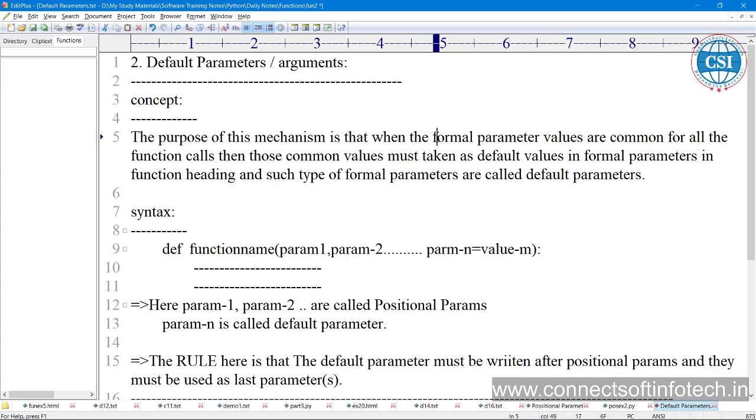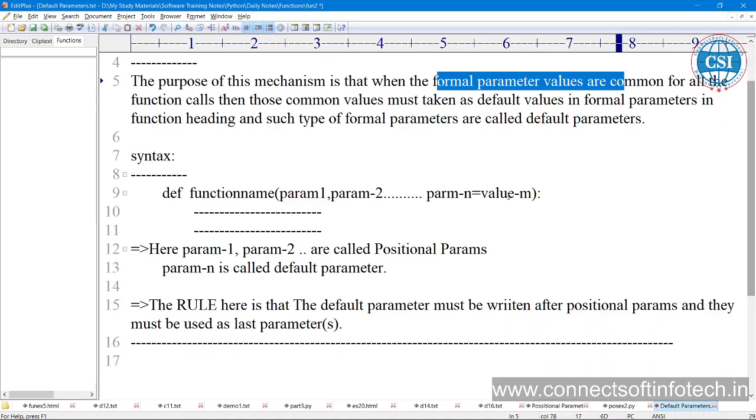If you want a common value, for example, pi, the value of pi is 3.14. That is common for all calculations, to find the area of a circle and the circumference of a circle. So pi is common. You can take one of the variables as a common parameter in the function call. That is known as a default parameter.